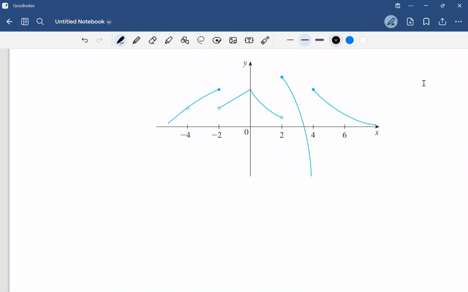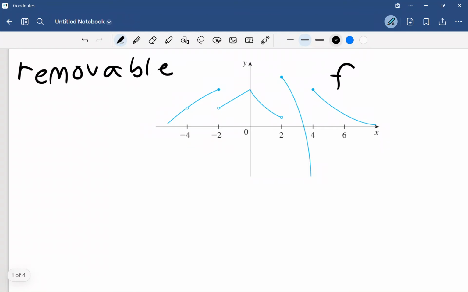Let's discuss where f is discontinuous, what kind of discontinuity it is, and whether f is continuous from the left, right, or neither. So let's think about the different kinds of discontinuities that we have. We can have a removable discontinuity, where the function may not be defined, or may be defined, but at a point that's different from the limit.